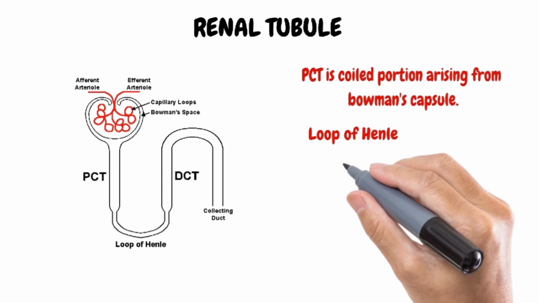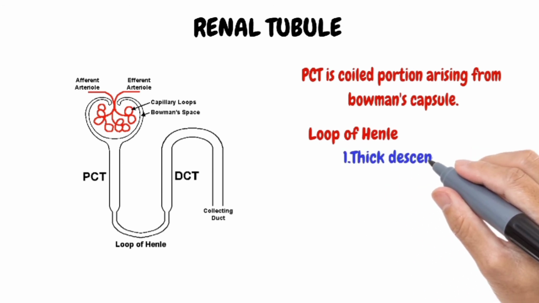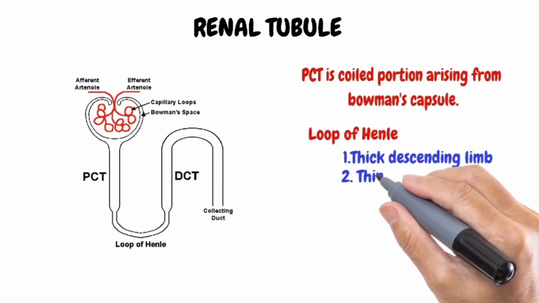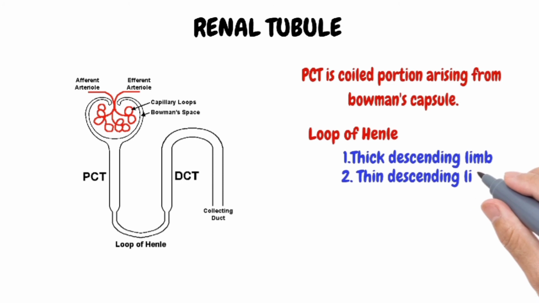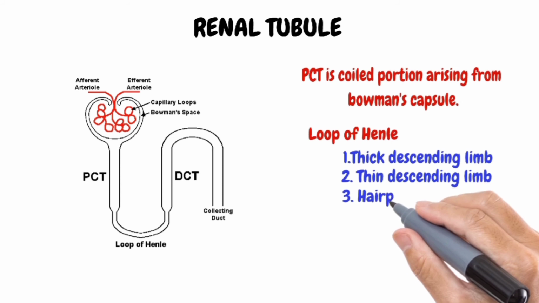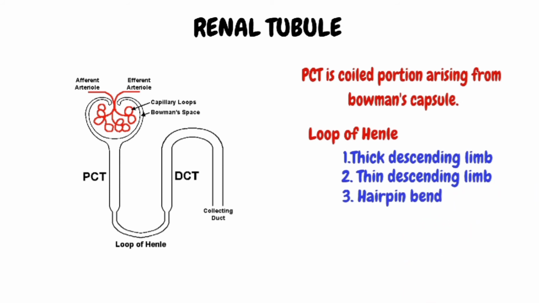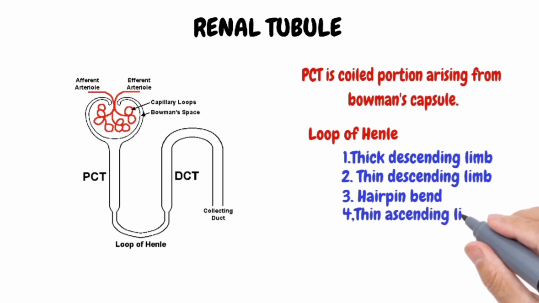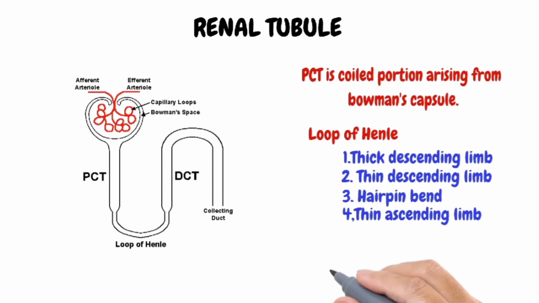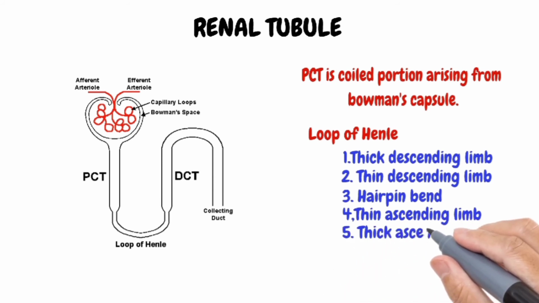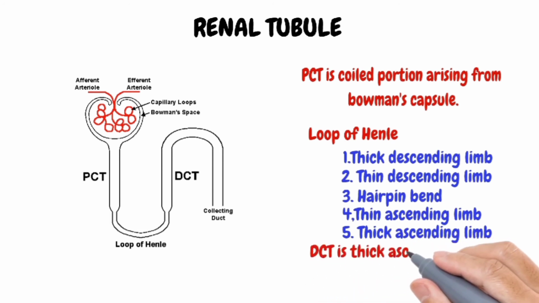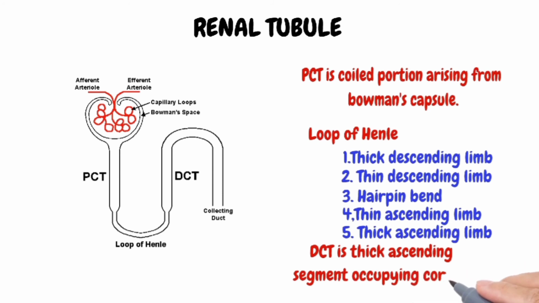Next comes the loop of Henle, which consists of 5 parts, the first being the thick descending segment of 6 mm in length, then the thin descending limb, which continues as Henle's loop or a sharp hairpin bend. Fourth part comes the thin ascending limb, which later continues as the thick ascending limb. Distal convoluted tubule is the continuation of the thick ascending segment and occupies the cortex of the kidney.